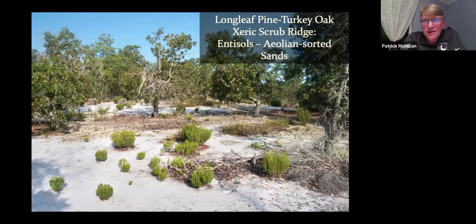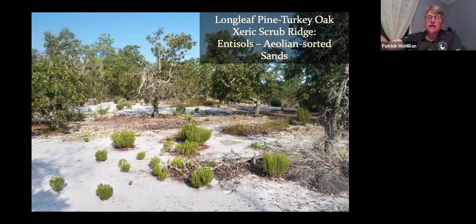So all this sand you guys have, longleaf pine, turkey oak, xeric scrub ridge. So instead of spodosols, these are entisols. So along the edges of our Carolina bays and along the southern edges of our large Blackwater rivers, we find large ridges of what we call aeolian sorted sands. These are sands that were sorted by the wind, ancient sands sorted by the wind, to leave these bright white surfaces. And many of you have probably walked through places that look like this in Horry and Georgetown County and not realize just how spectacular that is.